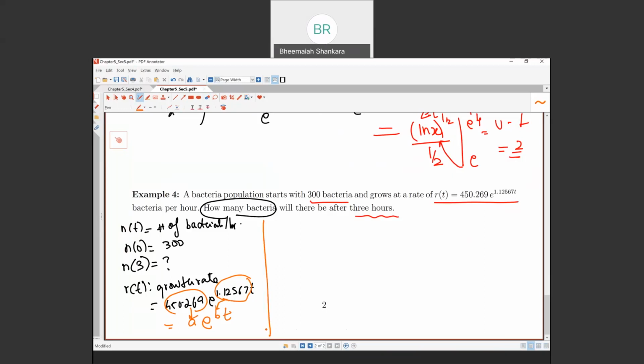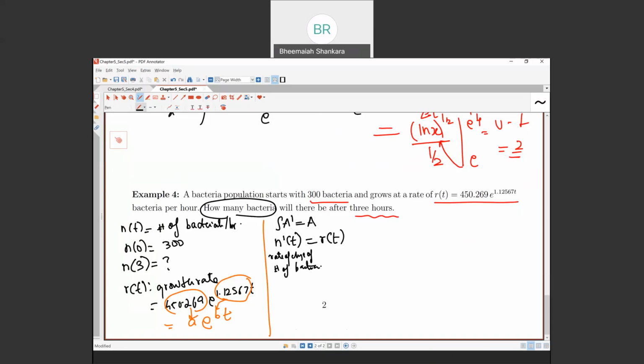Now that we have expressions and definitions for the number of bacteria and the rate, you know that the integral of a derivative is just the term itself. So let me write n prime, the rate of change of the number of bacteria, n prime of t, equal to r of t, which is the rate expression. You want to read n prime as the rate of change of the number of bacteria, which is equal to the rate term r of t.